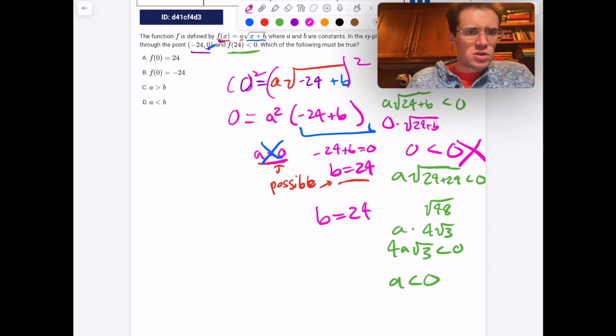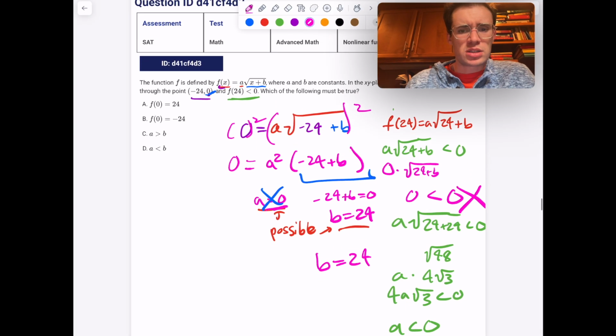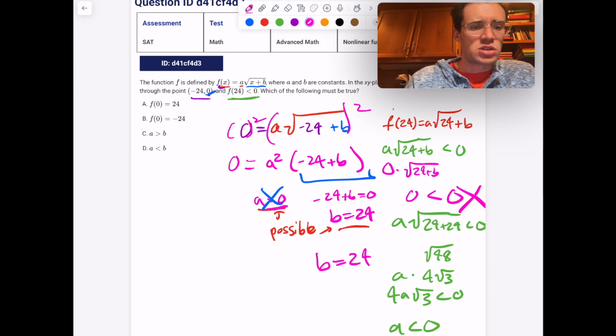And f of 0 equals 24. I don't think that's true. If you input 0, you'd get negative 24 plus 0 squared. It would just be an imaginary solution. It's not that. f of 0 equals negative 24. No. A is greater than b.